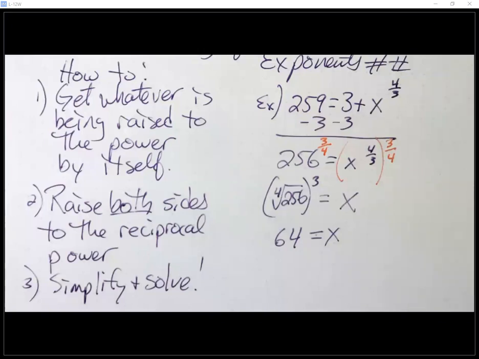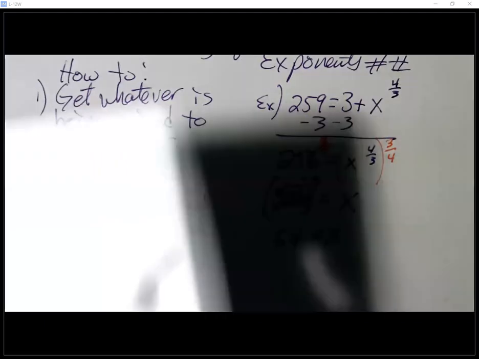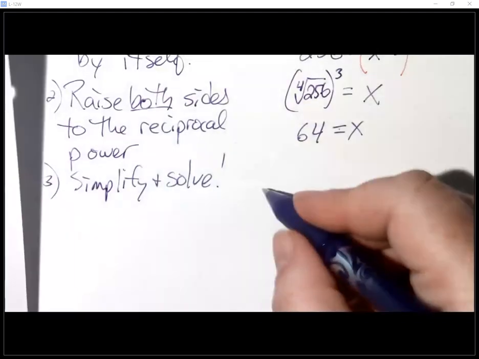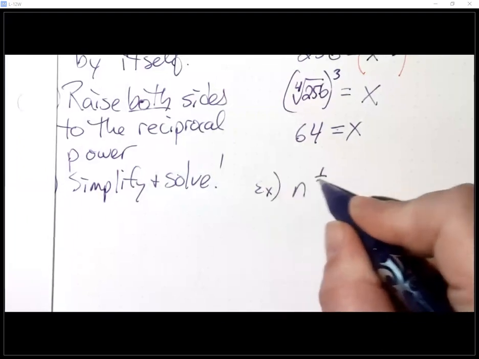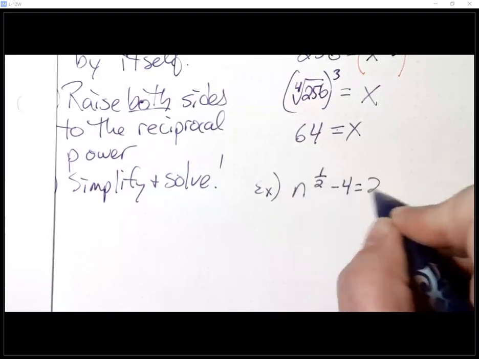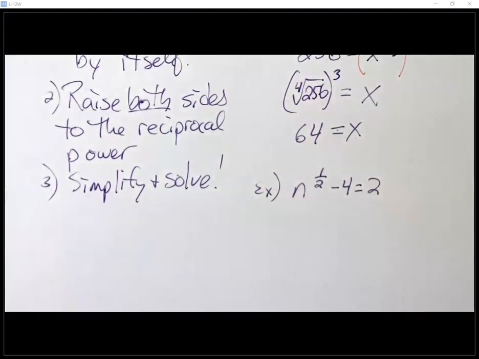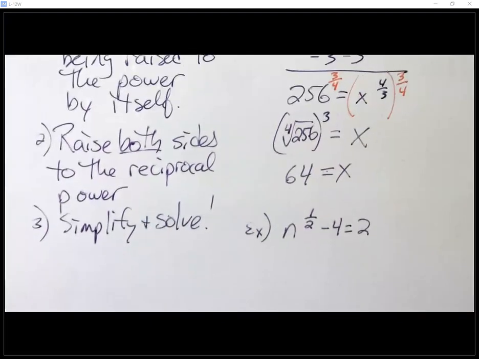Okay, let's try something like, actually, why don't you try number 12? So 12 looks like this: n to the 1/2 minus 4 equals 2. Everybody try that. We only have these 3 steps. Get the thing being raised to the exponent by itself. Raise both sides to that power. Simplify and solve.